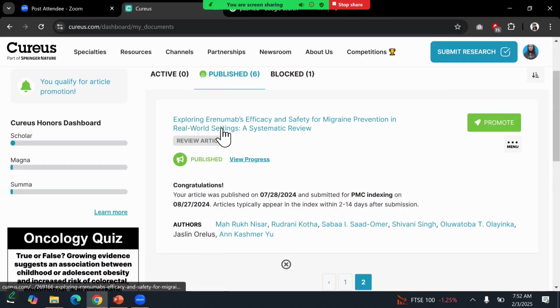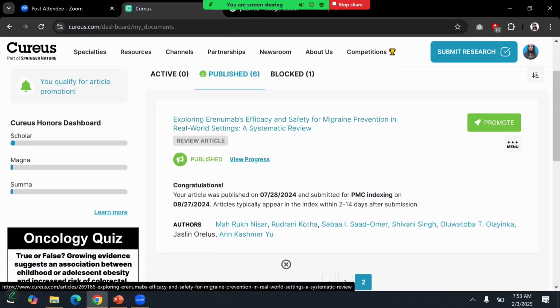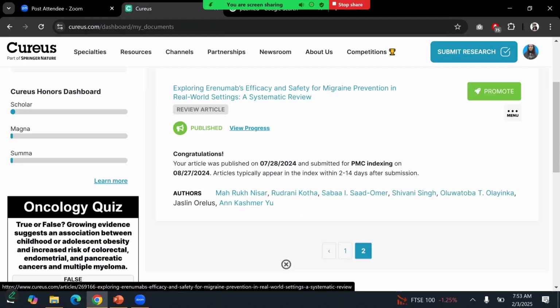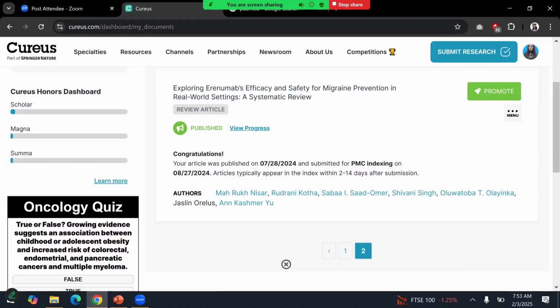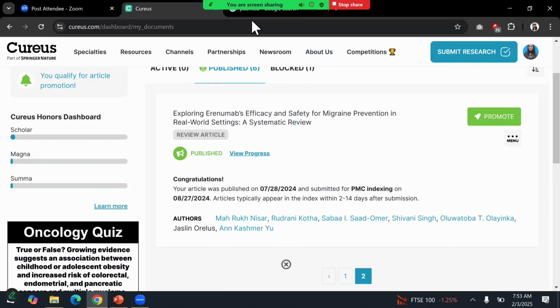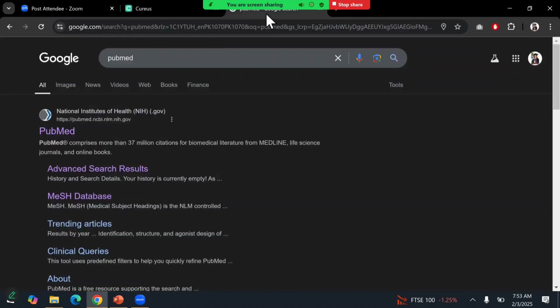And this one is exploring adalimumab's efficacy and safety for migraine prevention. So one is the drug adalimumab efficacy and safety, and the second concept is migraine prevention. So you have to come up with two concepts and just combine them. Any drug with treatment, or two diseases, or I can give you some more examples on PubMed.